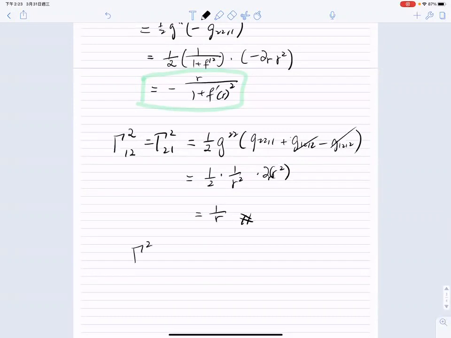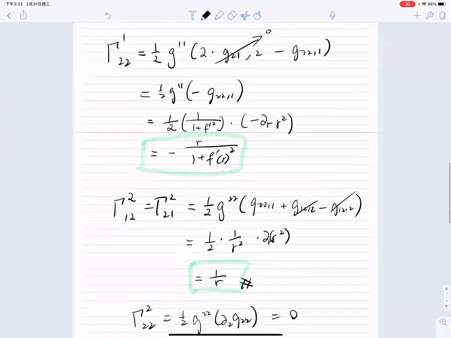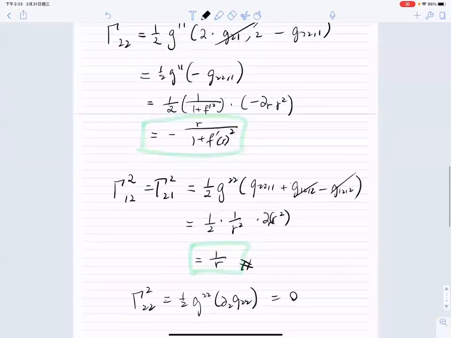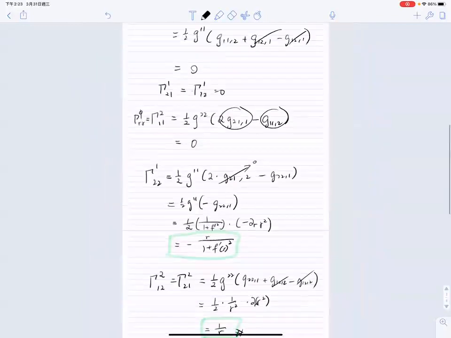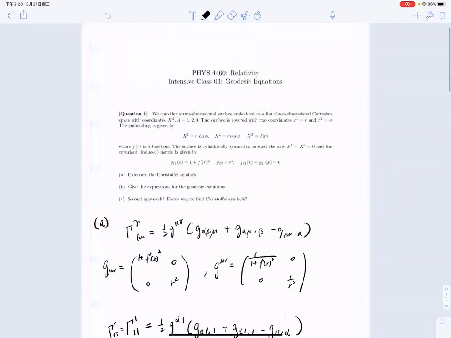And then the second one, do the same thing. By inspection, it would be proportional to the G22. It's easy to find. All the components would be 2, so it must be 0. So that is all the Christoffel symbols for this problem. And I hope you guys got it correct. Any question, please feel free to ask me now.